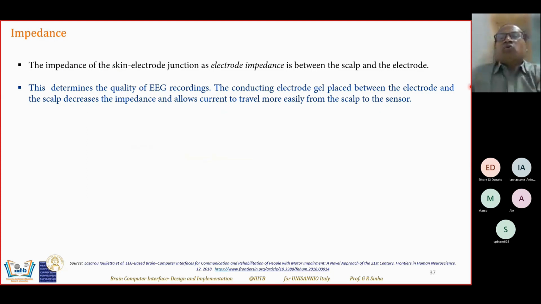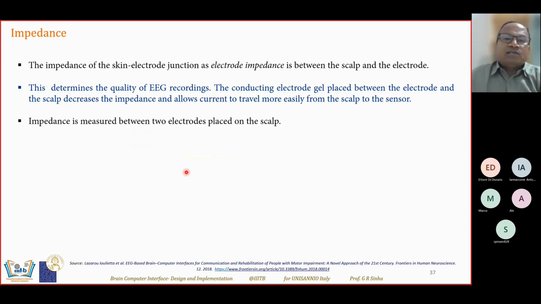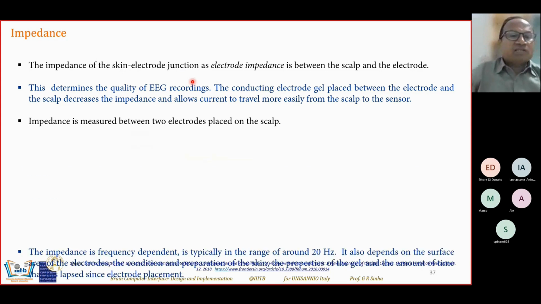Obviously, when you place some conducting gel, it will reduce the impedance, so that more current will be allowed to travel easily and smoothly from the scalp to the sensor. So the neural activity reaches the sensor level easily by reducing the impedance. So the role of gel is to reduce the impedance. A very simple thing. The impedance is measured between two electrodes placed on the scalp. We have already discussed this.